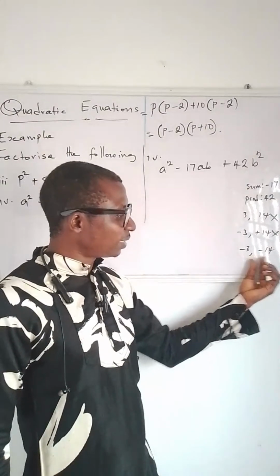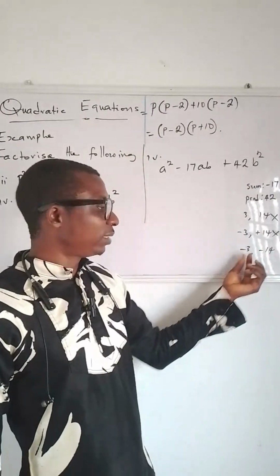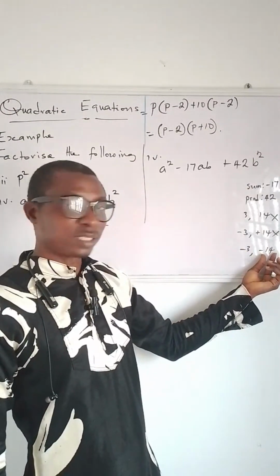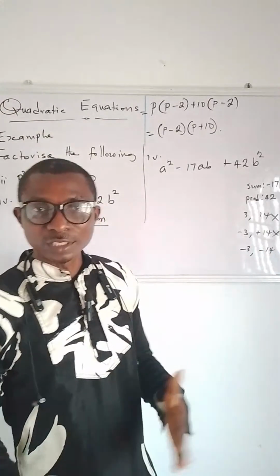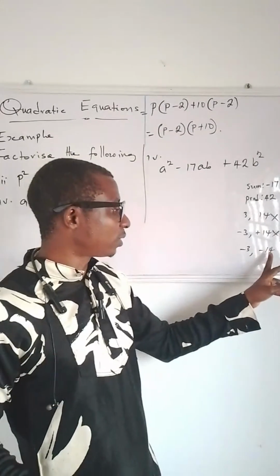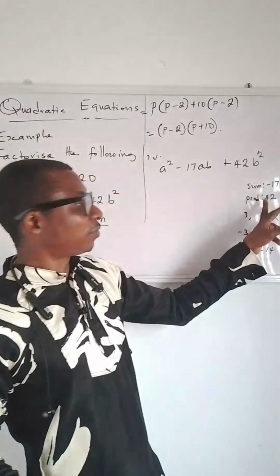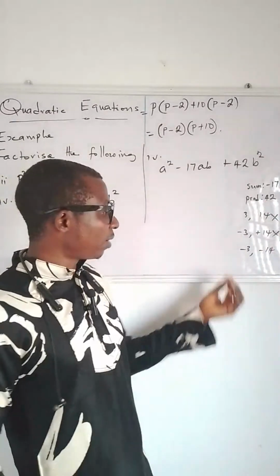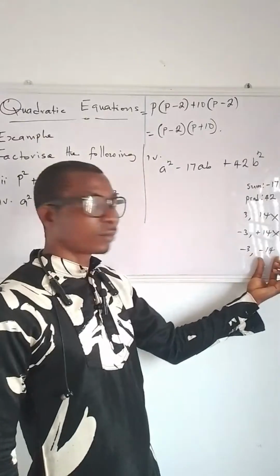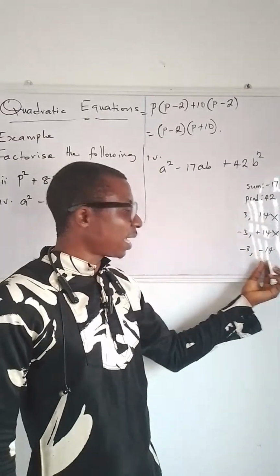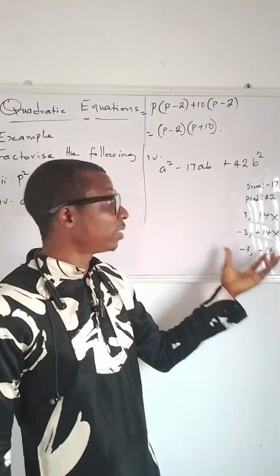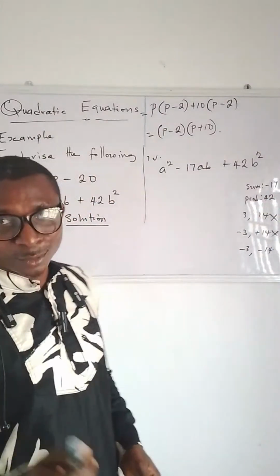When you multiply this and this together, negative 3 times negative 14. Now minus times minus is plus. So 3 times 14 is 42. Correct. Now add this and this together. So when you add negative 3 and negative 14 together, you have negative 17. So that's going to be the answer.